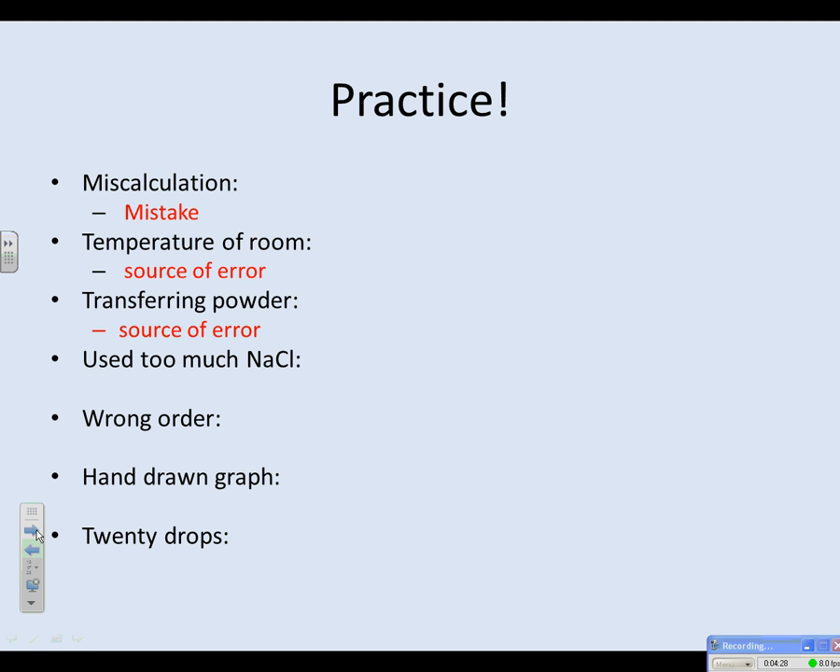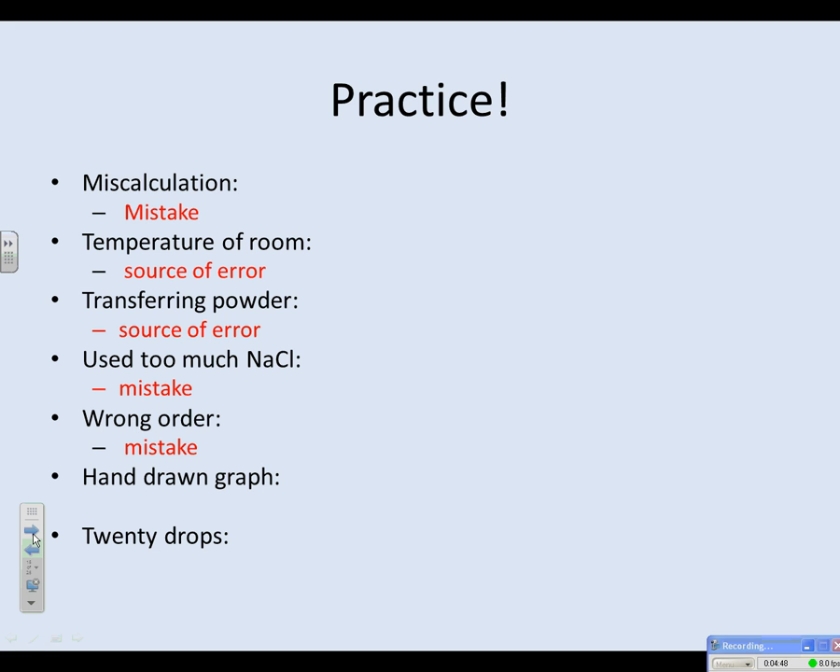The student had used too much sodium chloride in HCl, so they used too much, had to start over. That's against the procedure, so that is a mistake. Student added the solutions in the wrong order. Obviously, again, we're against the procedure here, so that's going to be another mistake.